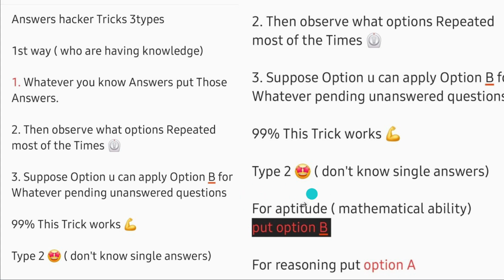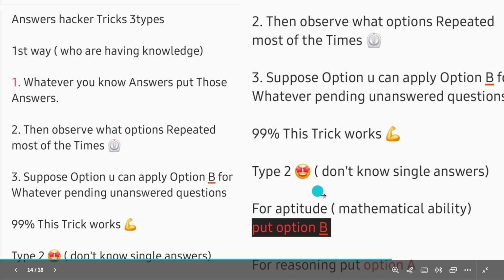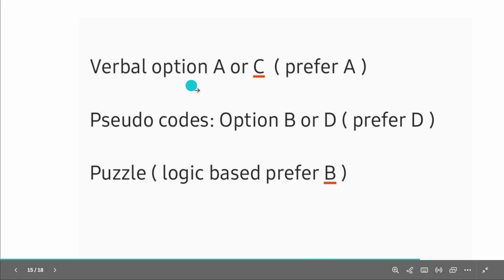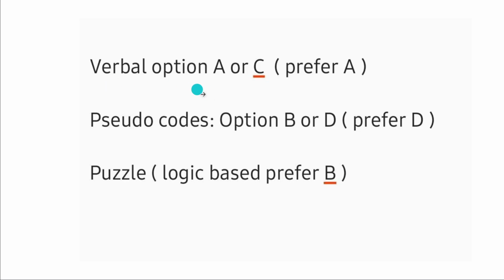For aptitude, that means mathematical ability, put option B for every question. Okay, for reasoning put option A. For verbal ability put option A or C; mostly option A will be repeated as per my research. For pseudo codes put option B or D. My preferred option will be D, but it's your choice.